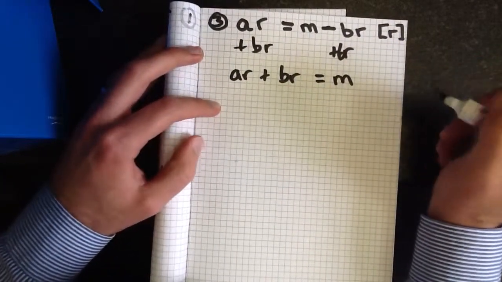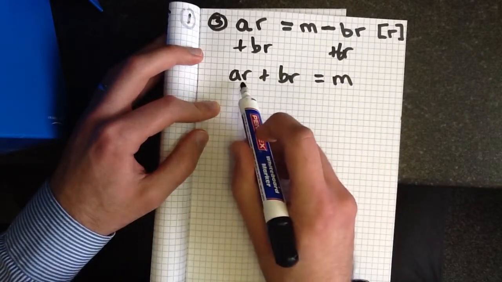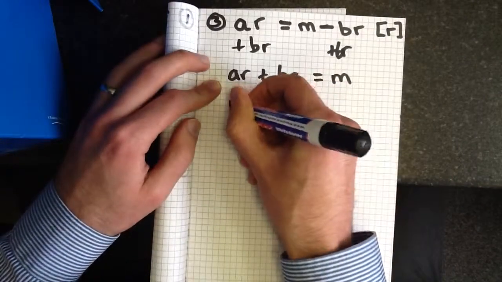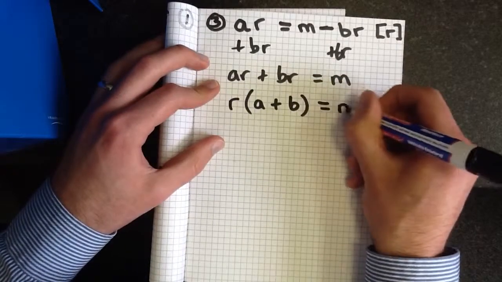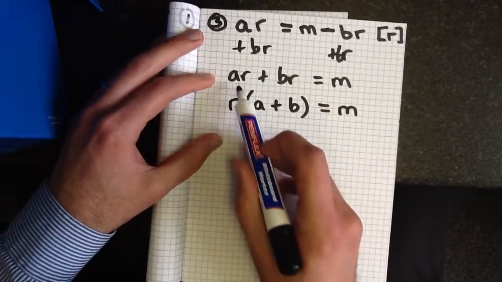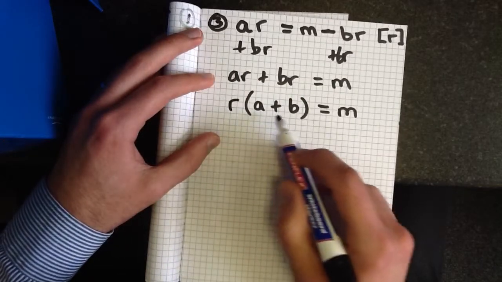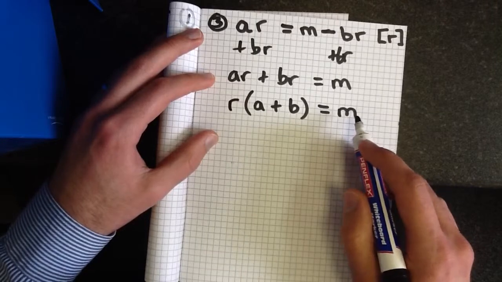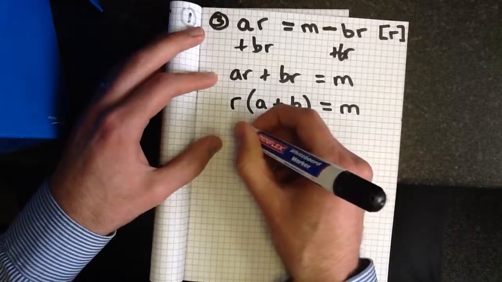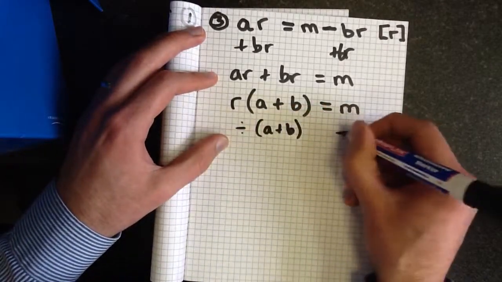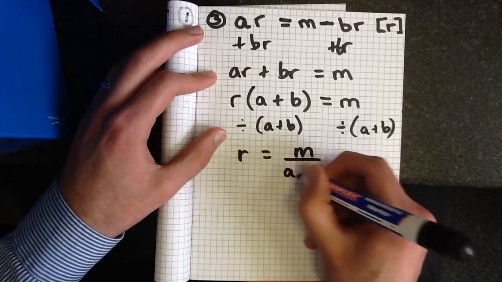And now I need you to rely on your factorising skills. So you can see here that if r appears there and here, it's a common factor of ar and br. So I'm going to take it out as a common factor. So I get r brackets a plus b equals m. And you can check that r times a is ar, r times b is br. So this means r times by a add b equals m. So to get r by itself, I need to undo the multiply by a add b. So I'm going to divide by a add b. So that leaves me with r equals m divided by a plus b.